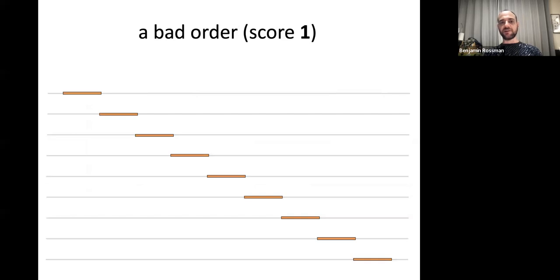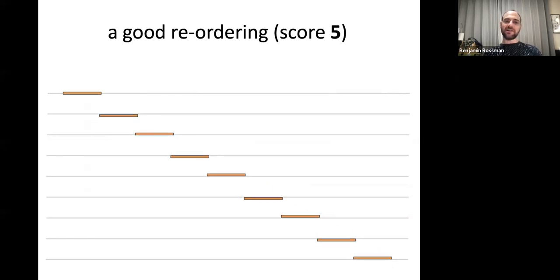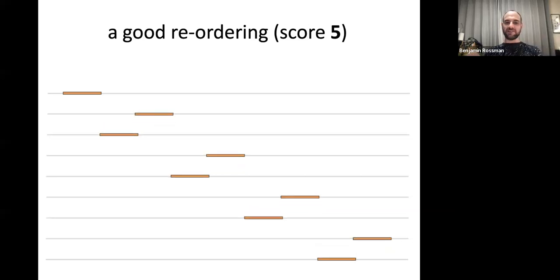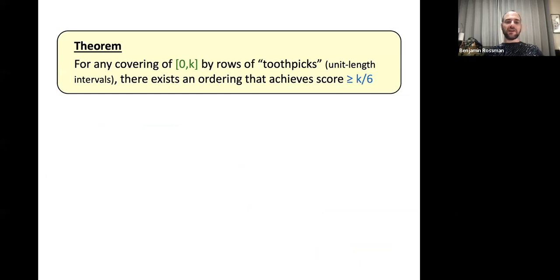Here's another example of a bad sequence of rows, which obtains a score of 1. But we can easily do better by the following reordering, essentially transposing every other row. And this gives a score of 5. Okay, so a score of essentially k over 2. And so the first combinatorial result that comes up in our lower bound is: for any covering of an interval of length k by rows of unit length intervals, there exists some ordering that achieves a score of at least k over 6. And here the constant 6 turns out to be optimal.